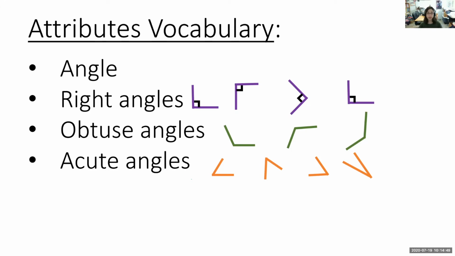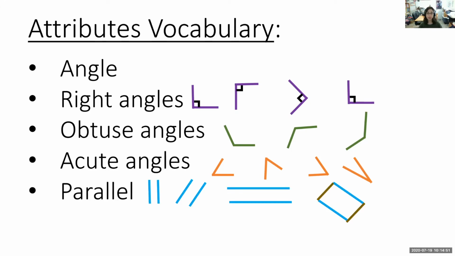Okay, now our next vocabulary word is parallel. Parallel means that the lines never cross or touch or meet. For example, these vertical lines are parallel to each other. These diagonal lines are parallel to each other. These horizontal lines are parallel to each other. And for this rectangle here, the brown lines are parallel to each other, and the blue lines are parallel to each other. So that's parallel, meaning that the sides never meet, cross, or touch.